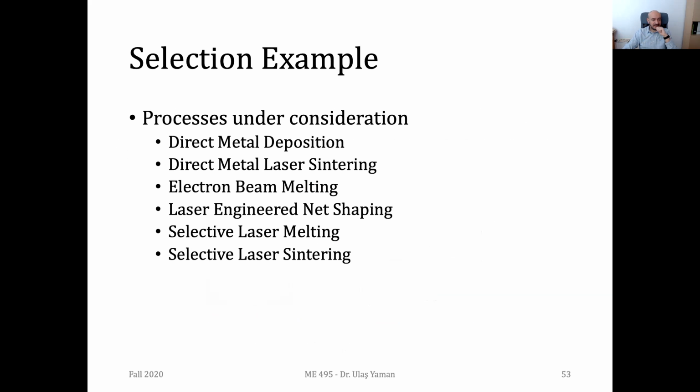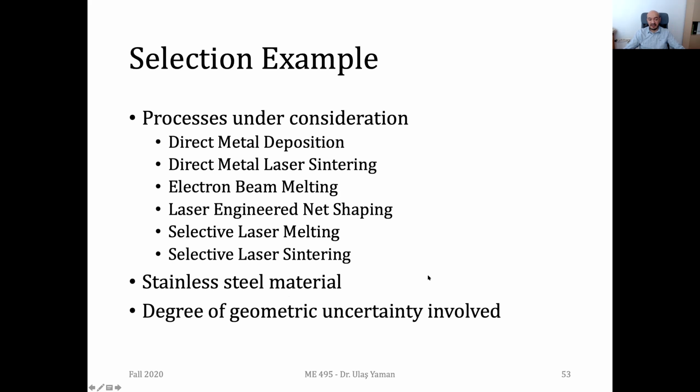They have 6 processes under consideration. These are all metal additive manufacturing technologies: direct metal deposition, metal laser sintering, electron beam melting, laser engineered net shaping, selective laser sintering, and melting. So these are the 6 processes they can follow if they are going to produce their product. And the material is stainless steel. So we also need to consider the technologies, the machines, in terms of their material capabilities.